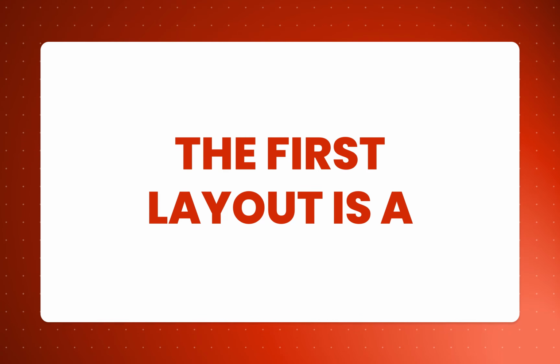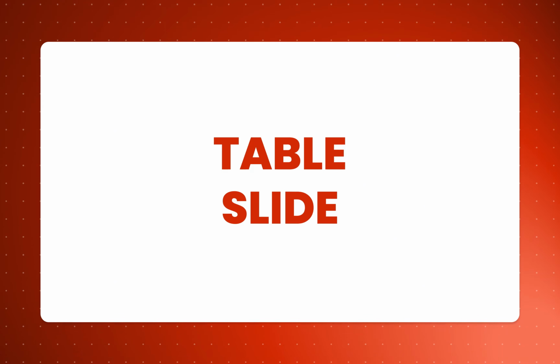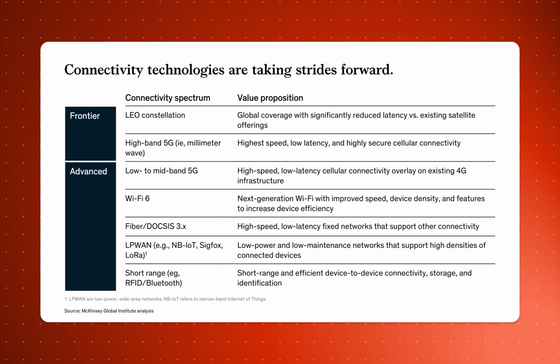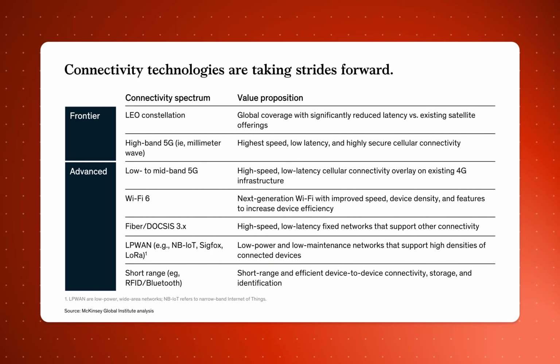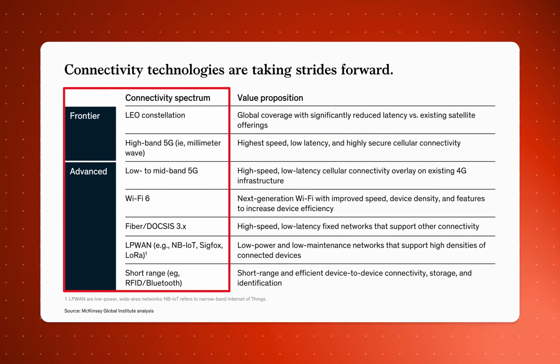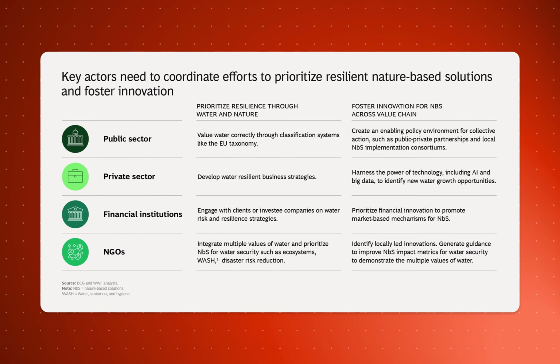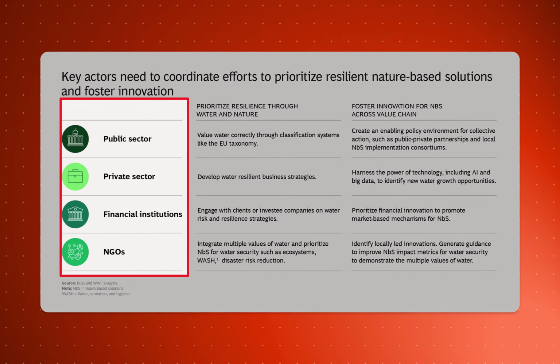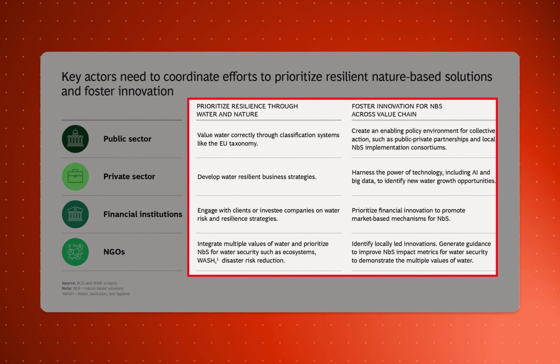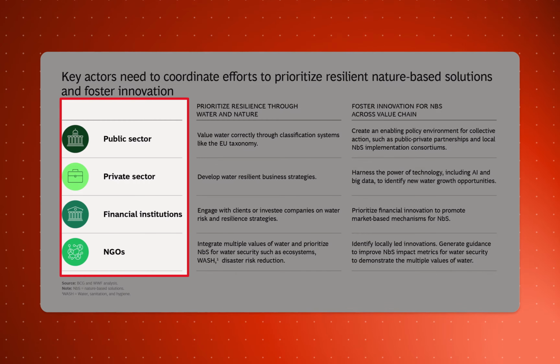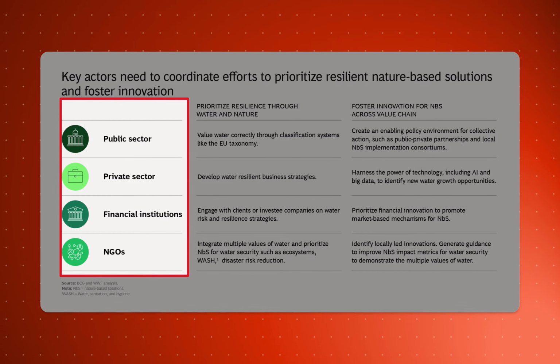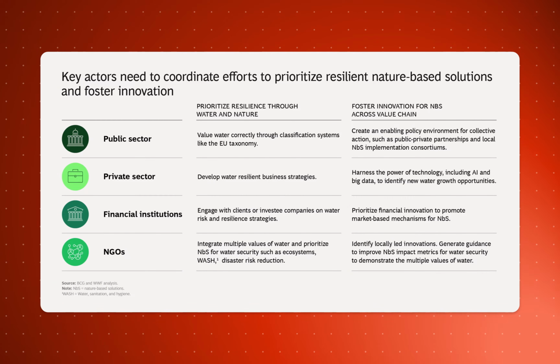So the first layout is the table slide, which is exactly what it sounds like, a table on your slide. For example, here's a slide from McKinsey where a table displays main categories on the left with supporting text on the right. Here's another example from BCG. Again, main categories on the left and supporting details on the right. As you can see, icons are added here as visual metaphors to bring the categories to life. Alright, let's create some table slides.